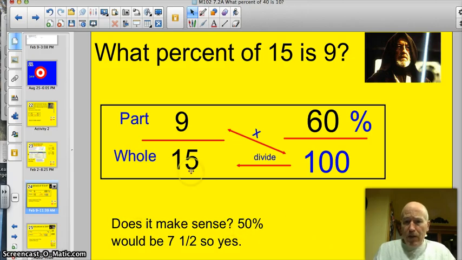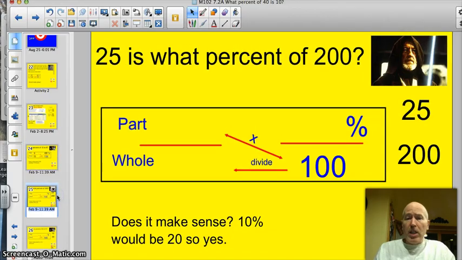Yes. Well, 50% of 15 would be 7.5. So 9 is going to be bigger than 50% by a little. So 60% does make sense. Good job. We solved our first problem together. Let's take a look at the next one.